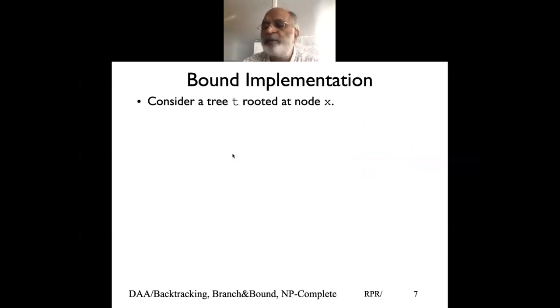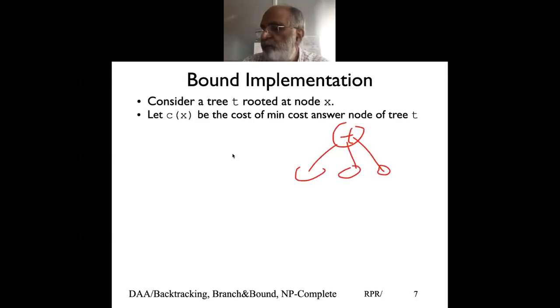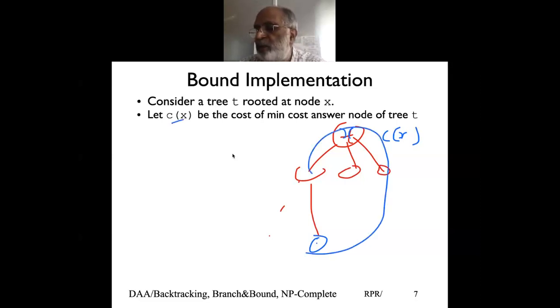So how do we implement a bound? Given a tree, how do you figure out which is the least cost? Let's say we have a tree rooted at a node, with a number of nodes, and we're trying to look at the cost. Let Cx be the cost of this tree for whichever is my least answer node. This is the least answer node. So Cx is the cost of the tree rooted at x, and my objective is to find this cost Cx.